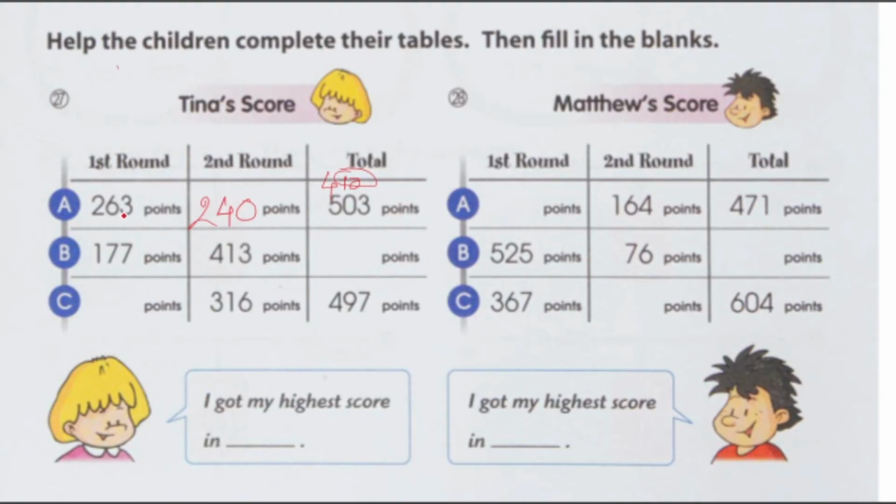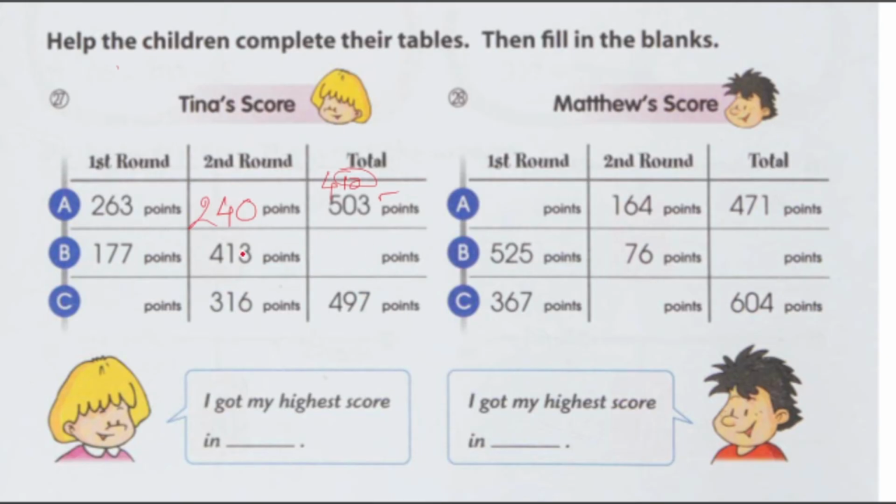That means 263 plus 240 should be equal to 503. Just check it. 3 plus 0 is equal to 3. 6 plus 4 is equal to 10, 0, 1 carried. So 2 plus 1, 3. 3 plus 2, 5. Right? This is okay.